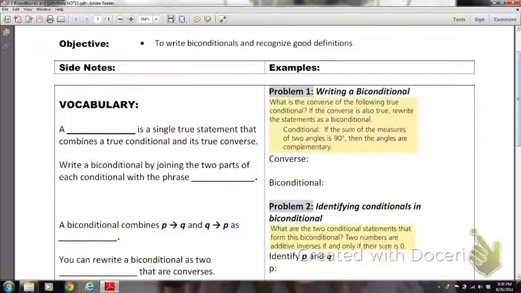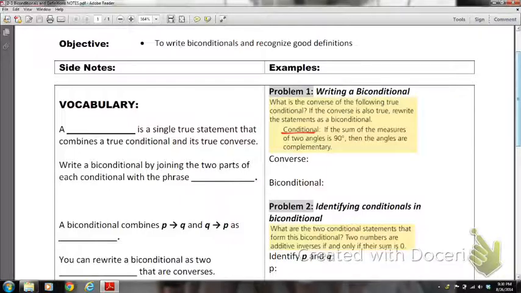So in problem 1, we're going to write a biconditional. To write a biconditional, you have a conditional statement and you write its converse. If the converse is also true, then it can be written as a biconditional. The conditional statement has to be true and its converse has to be true before you can write it as a biconditional.